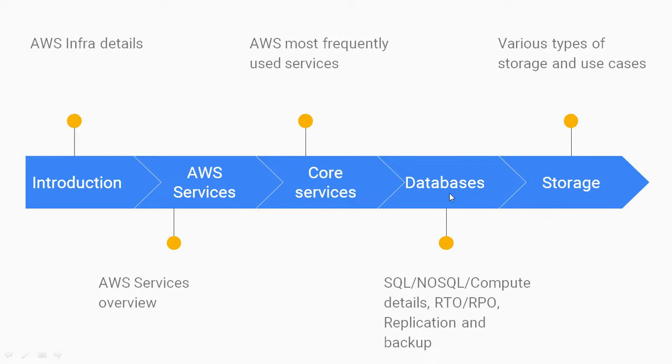Then we will go in detail about databases and storage. You can see here we have SQL, NoSQL, compute details, RTO, RPO, replication, and backup. Everything we will learn in detail, using some hands-on and also provisioning some resources. Apart from that, we will go through the AWS whitepapers. The main resource for reading all the details about AWS services is the AWS whitepapers. I will provide all the links, and it is easy to search in Google. In the core services we will mainly cover the frequent services which are mainly used in the enterprise. So we will discuss those in detail.